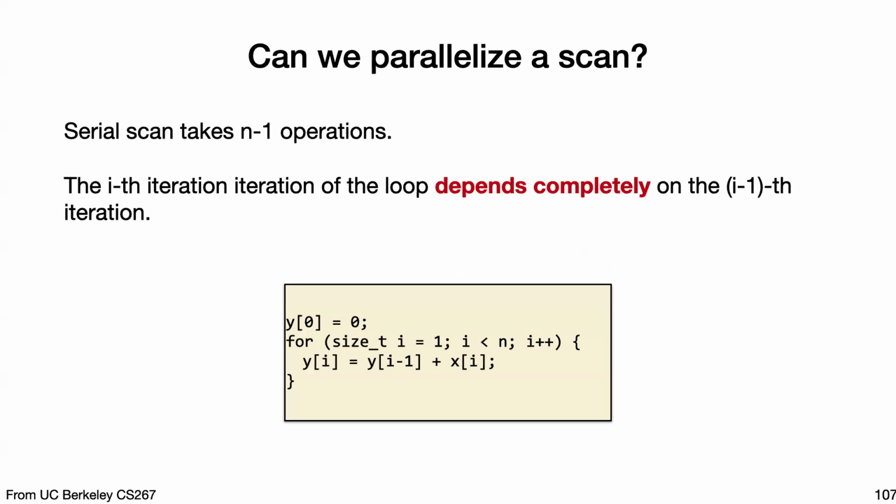In serial, it's straightforward. It's something like n operations. The ith iteration depends completely on the previous one, and this is just like 5 lines of code. You iterate through n, and you compute y of i is y of i minus 1 plus x of i.